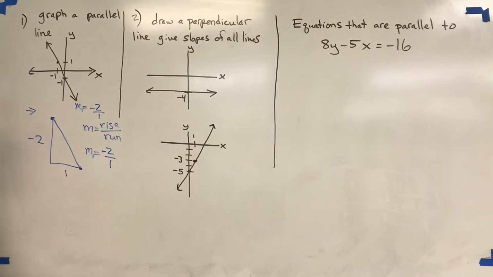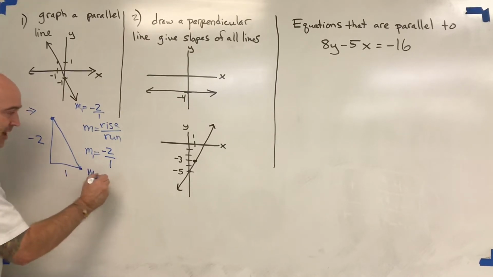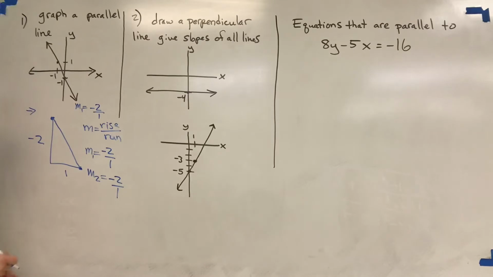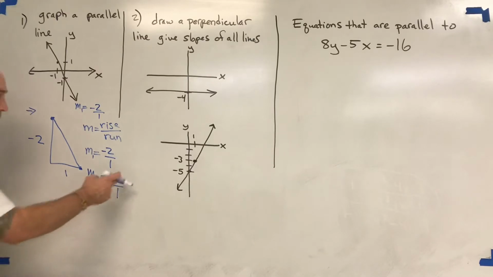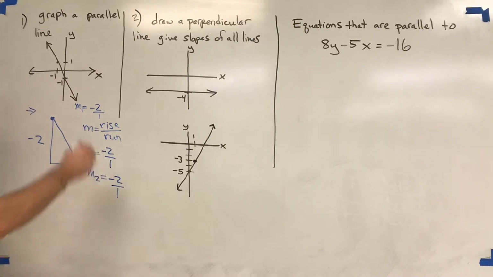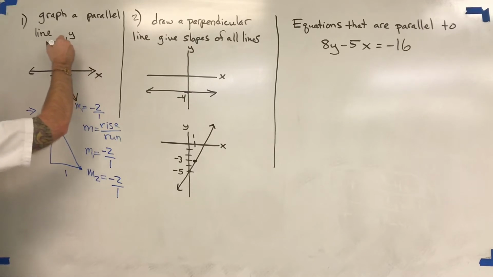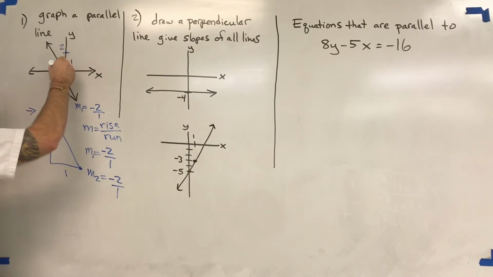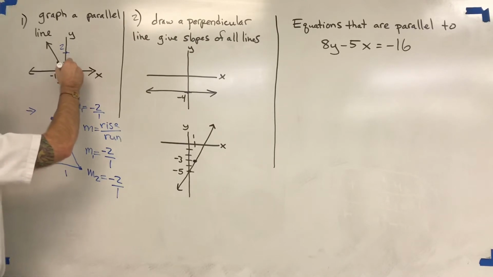And then I need to graph a parallel line. Do you remember what I said parallel lines have for slope? They have the same slope. So my second line has to have exactly that same slope, -2 over 1. It doesn't matter where I put it so long as I rise -2 and run +1. So I'll go ahead and have a y-intercept of 2. So I'll start here. I'll rise -2, down 2, then run 1 in the positive direction.